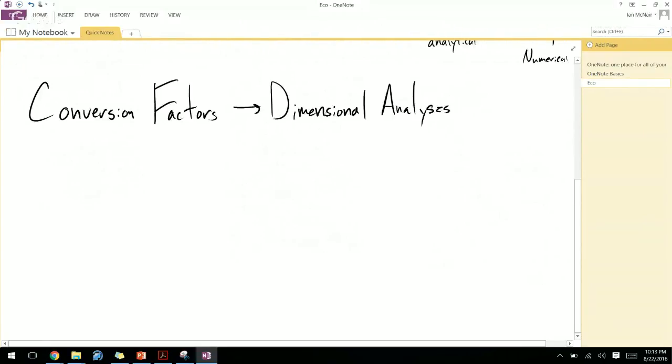Analysis. I think that's right. Hope I spelled that right. So the basic, we have 1 meter, 15 meters. And I want to change that to kilometers.